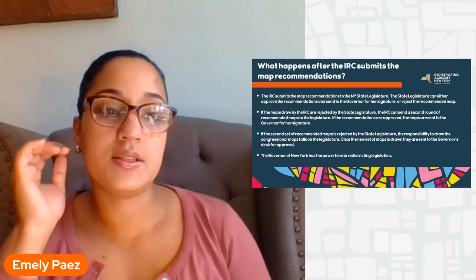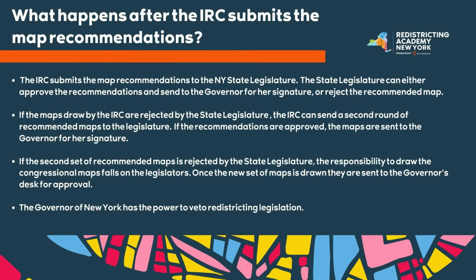And so what happens after the IRC submits the map? After this process, the IRC submits the map recommendation to the New York State Legislature, as I just mentioned. And so the governor will then have to approve or reject those maps. If it's approved, then they move forward and are able to send it on to the U.S. Census Bureau. But if there are any rejections, then it would go back to the state legislature for a new makeup of maps, and again would go through the same process of getting the governor's approval.